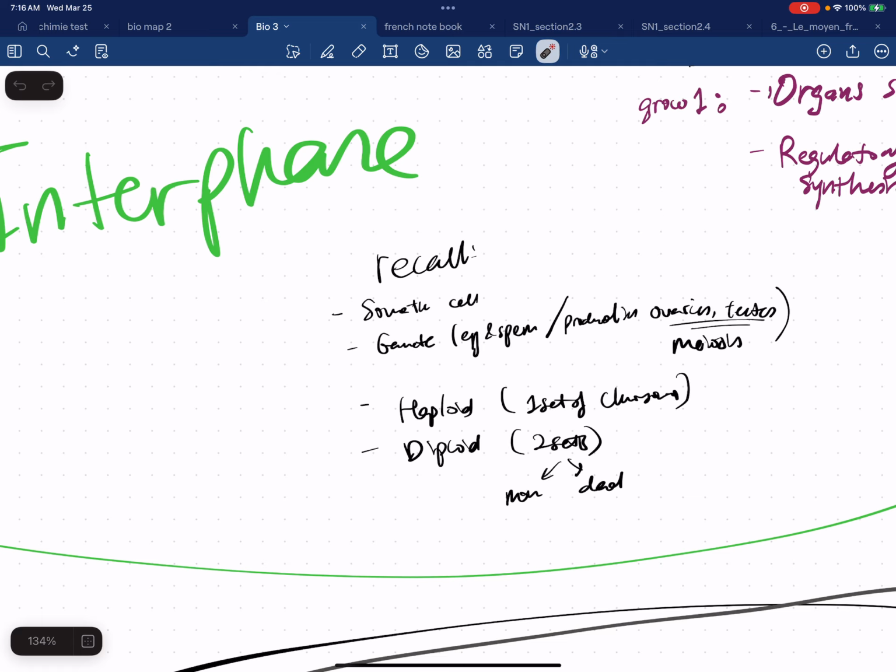Recall that somatic cells are the body cells, and gamete cells are the eggs or the sperm, and these are produced in ovaries or testes, going through meiosis. And they are haploid, meaning one set of chromosomes from one parent, and diploid means two sets of the same chromosome, one from mom, one from dad.